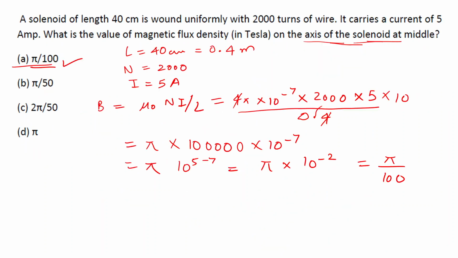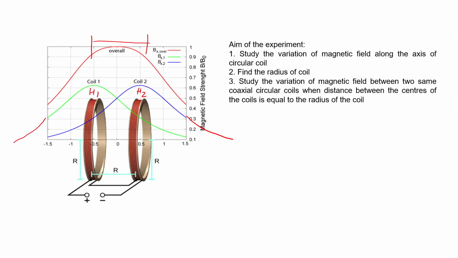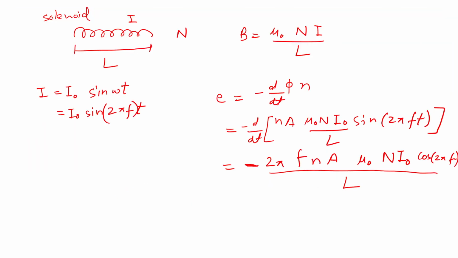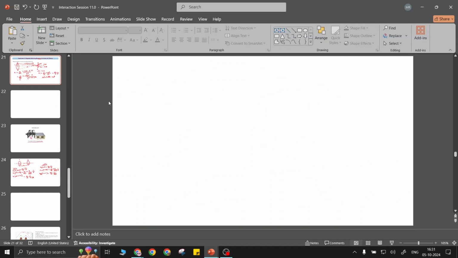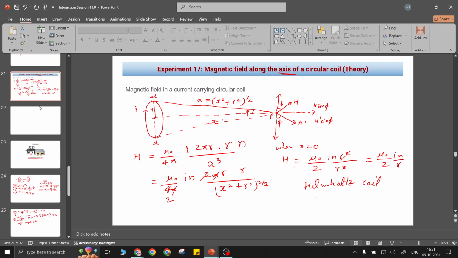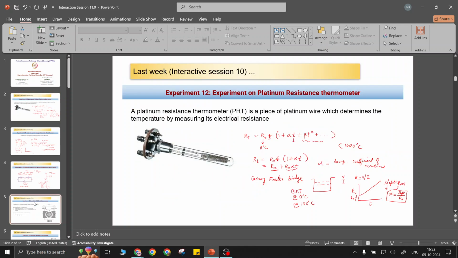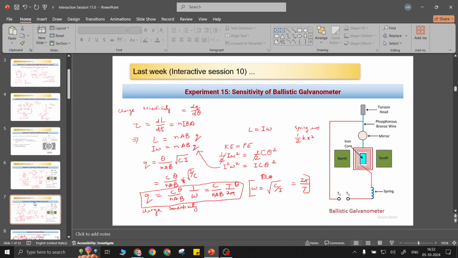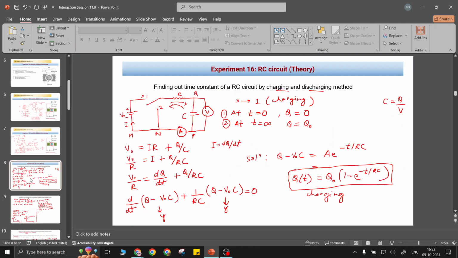Yeah, so these were the concepts and questions related to the experiments and theories that were discussed in this week. So again, let's have a recap of what all the things that we discussed this week. This week we talked about the RC circuit: the theory of charging and discharging of a capacitor in an RC circuit.